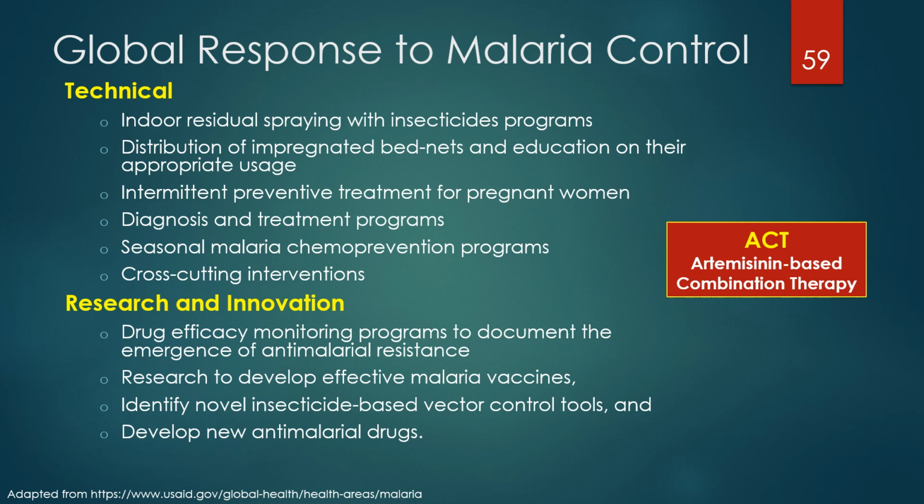Cross-cutting interventions include social and behavioral change communications, operational research, health system strengthening, and surveillance monitoring and evaluation. Research and innovation includes drug efficacy monitoring programs to document the emergence of antimalarial resistance, research to develop effective malaria vaccines, identify novel insecticide-based vector control tools, and develop new anti-malarial drugs.